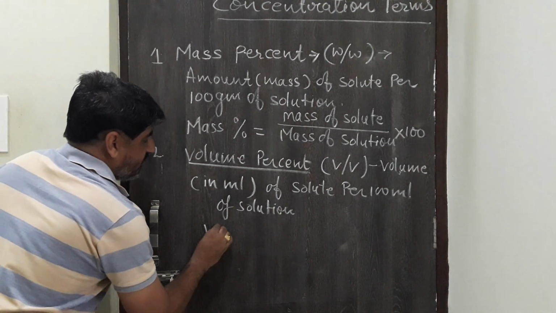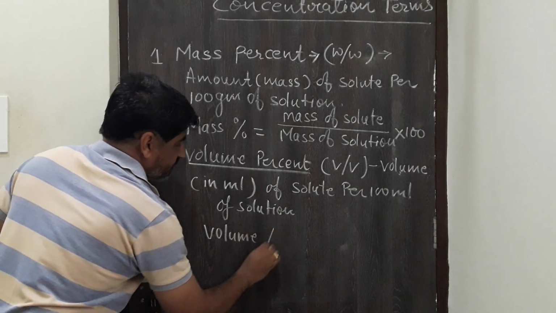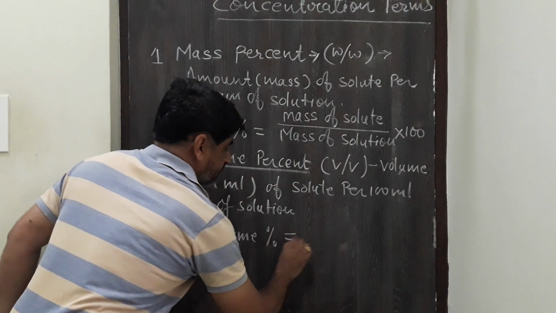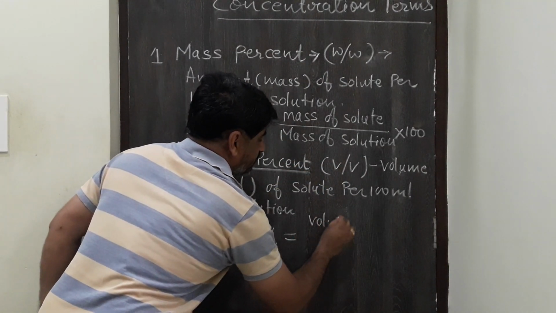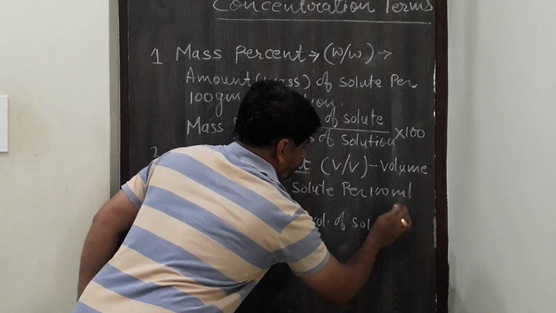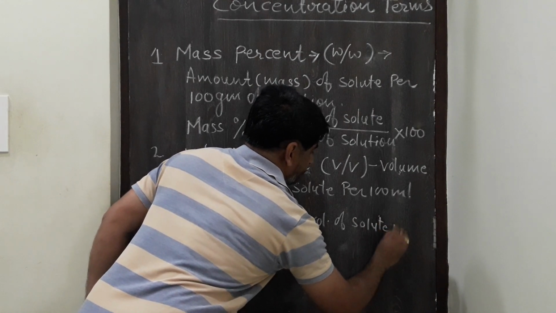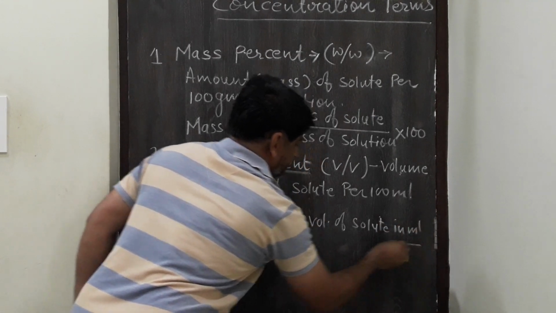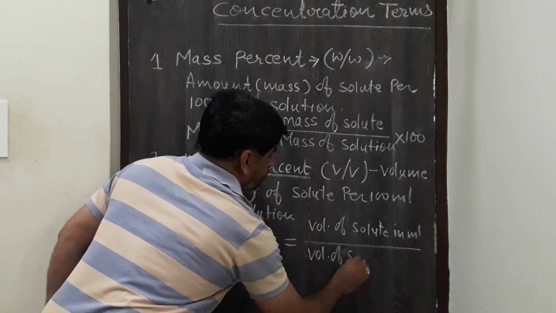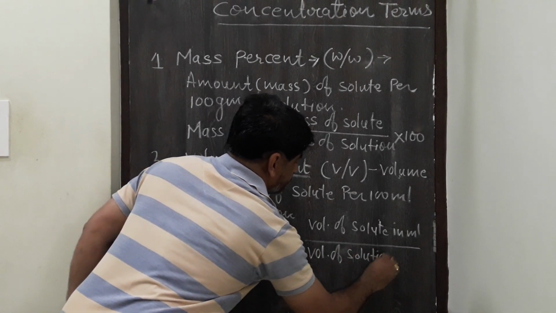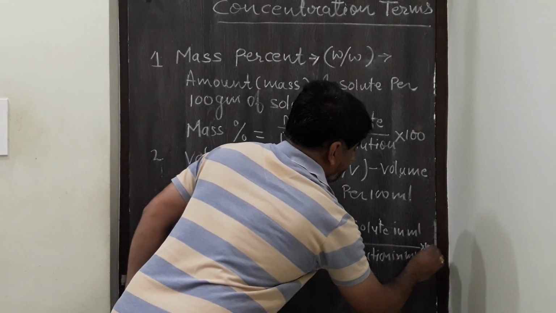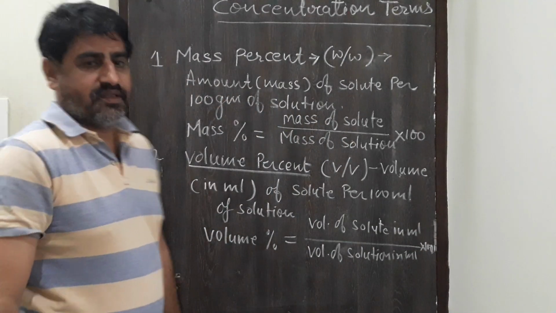It is volume percent, or we can say volume by volume. Volume percent is equal to volume of solute in ml upon volume of solution in ml multiplied by 100. It is the volume percent.